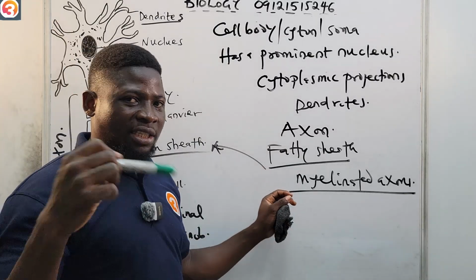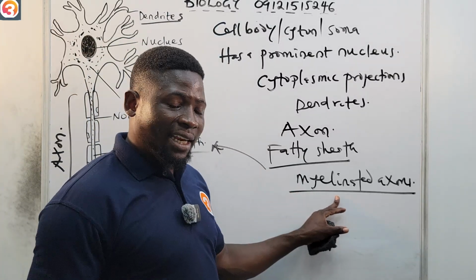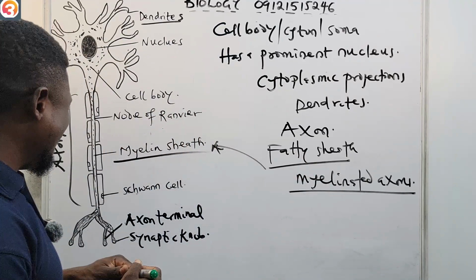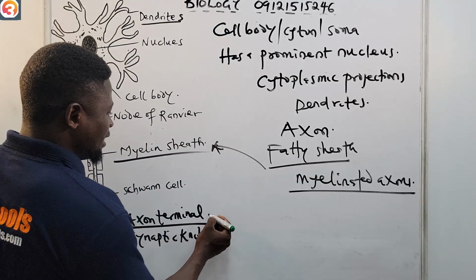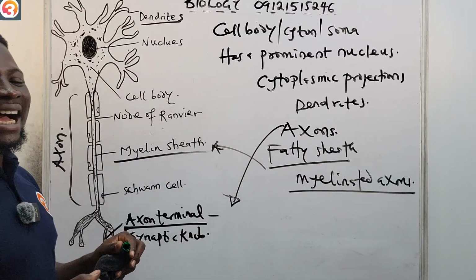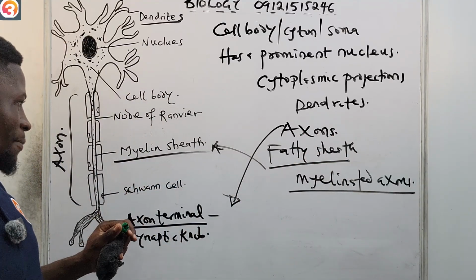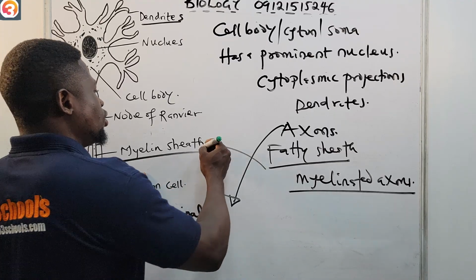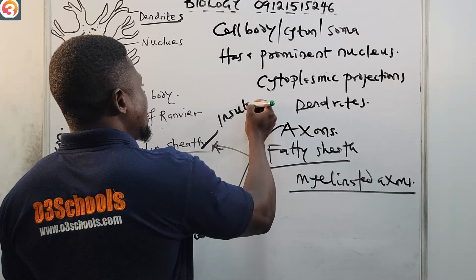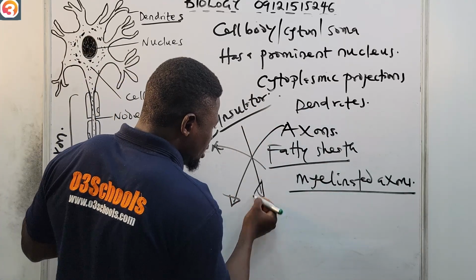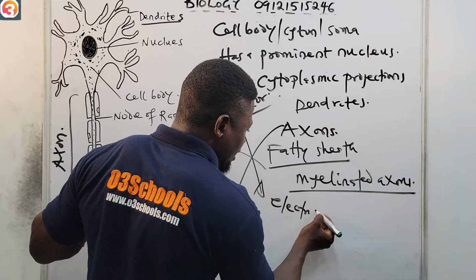Okay, these fatty sheaths are what we call the myelinated axons. The axons end in the axon terminal. Now this myelin sheath acts as an insulator. Please take note, it acts as an insulator as the electrical impulse is being conducted.